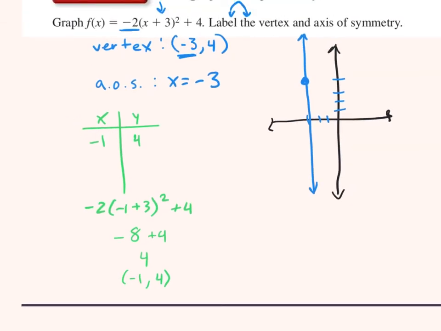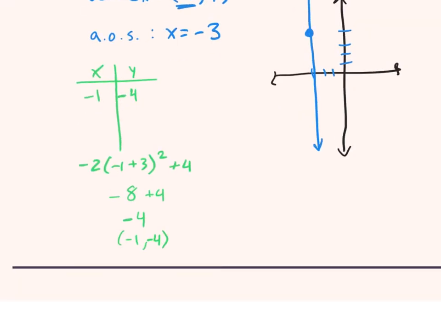How is -8 plus 4 +4? -4. You're right. Good catch. Thank you. I knew I did something wrong. So -4. So our point is -1, -4. So we're going to go to the left 1 and down 4.